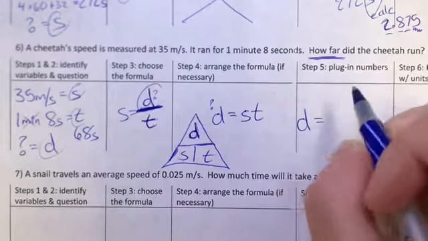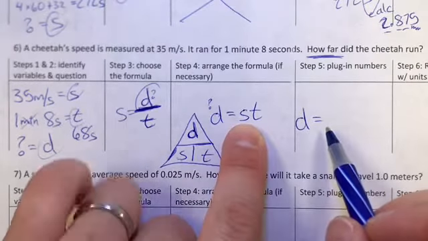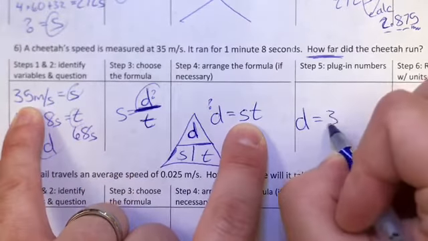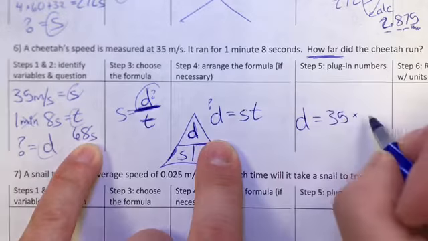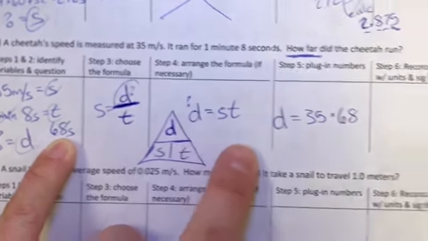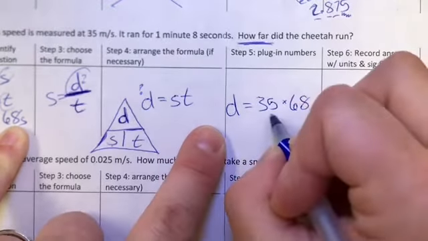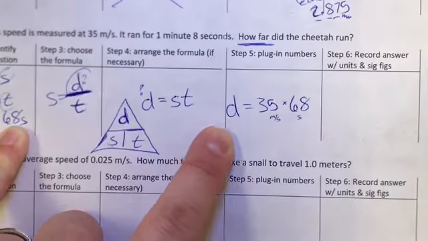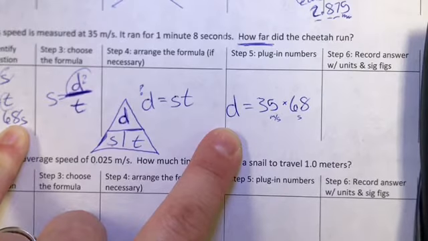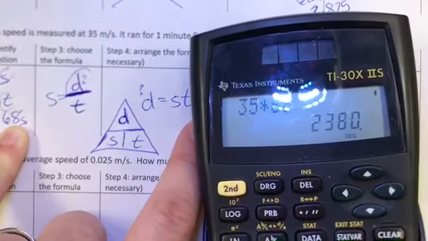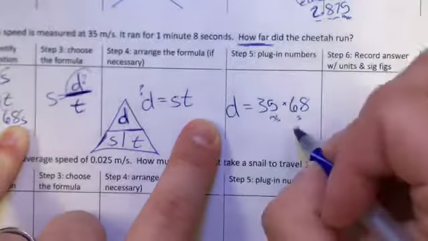So now we can plug in, do some substitution. D equals, instead of S, we're going to write 35, multiplied by, instead of T, we're going to write the 68 seconds. All right, so this was meters per second, and this was seconds. 35 multiplied by 68. We get 2,380.